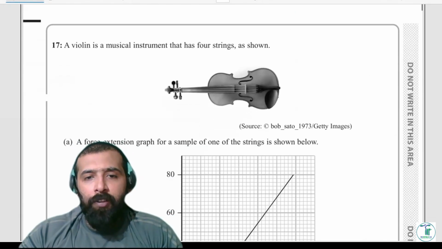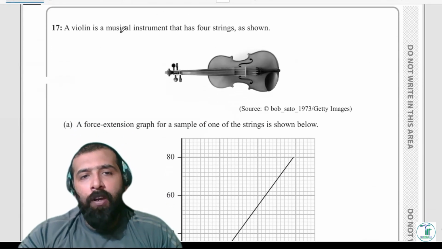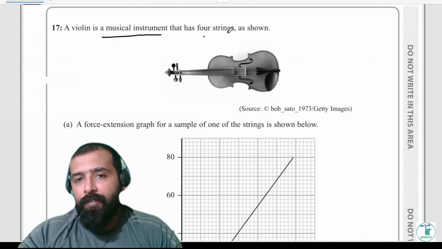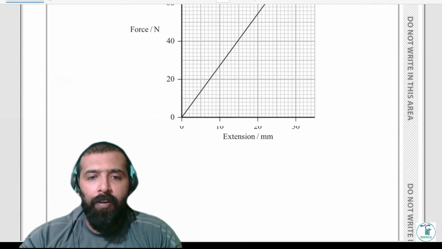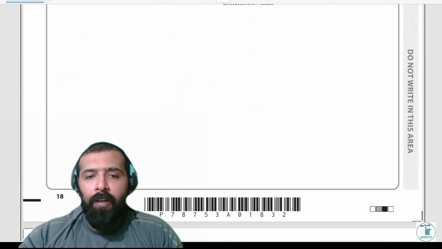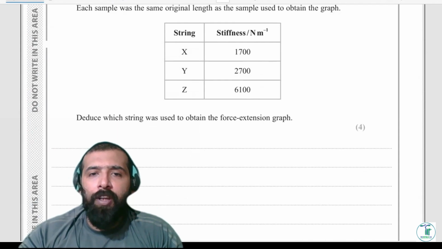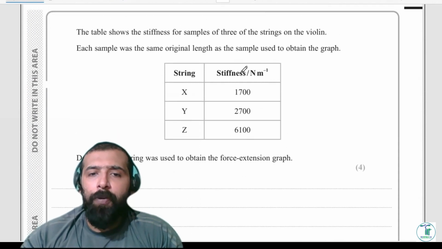Next, we've got question number 7. A violin is a musical instrument that has 4 strings as shown. A force extension graph for a sample of one of the strings is shown below. You've got this force extension graph, and then you've got the table that shows the stiffness of the strings X, Y, and Z.